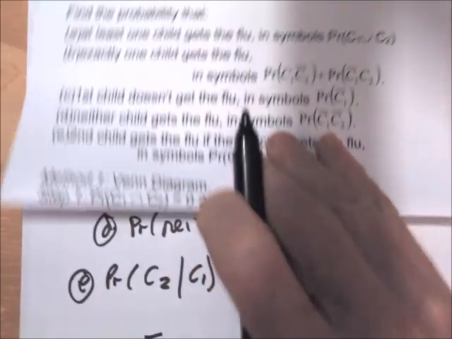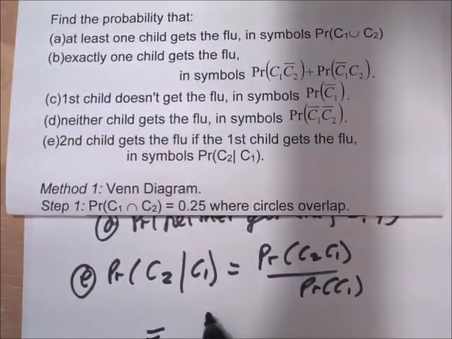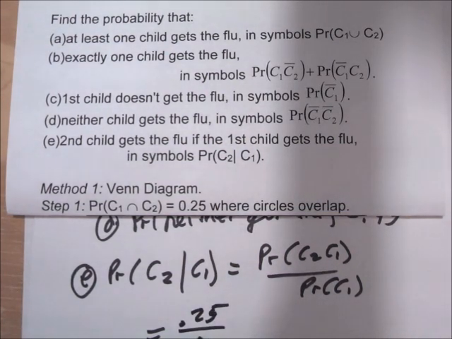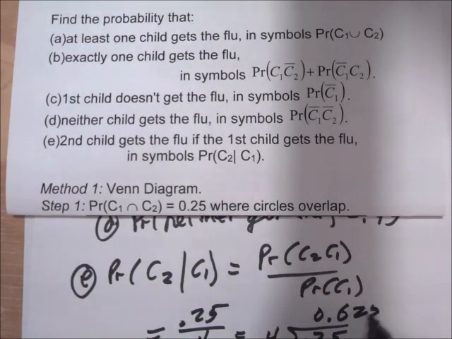So that's going to be the probability that they both get it, which was given to be 0.25, and the probability the first child getting flu was given to be 0.4. 0.4 divided into 0.25, move over the decimal, 6 times 4 is 24. It'll be 0.625.